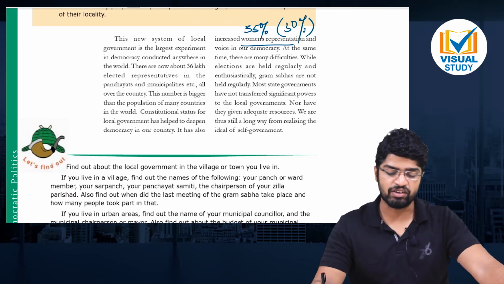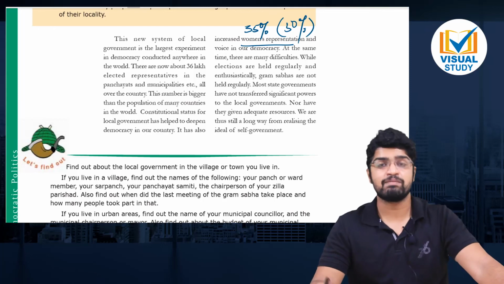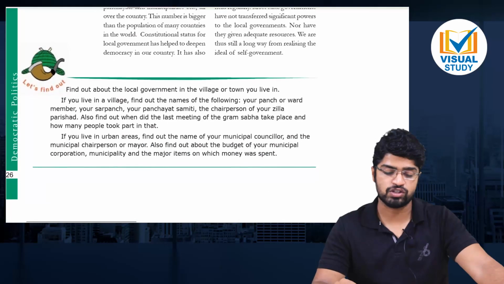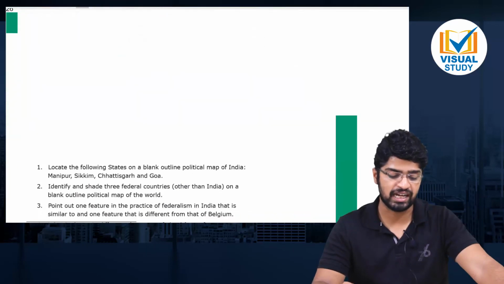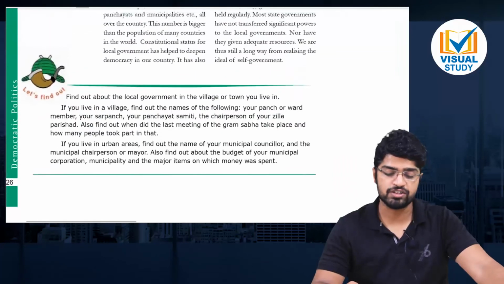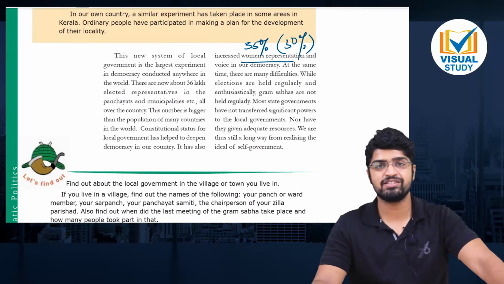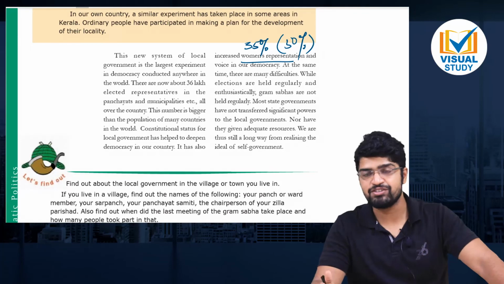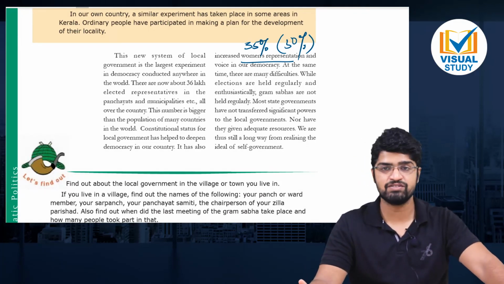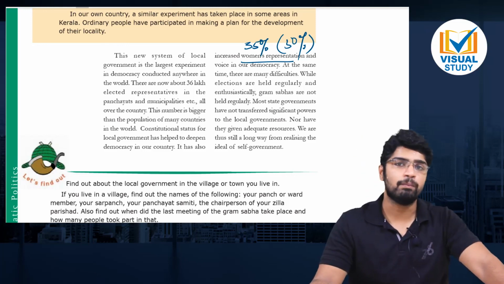While elections are held regularly and enthusiastically, Gram Sabhas are not held regularly. Most state governments have not transferred significant powers to the local governments, nor have they given adequate resources. We are thus still a long way from realizing the ideal of self-government. Clear everybody? So this is the topic of federalism, which means democracy or a government elected by the representatives on the basis of states, nation, and local bodies as well.